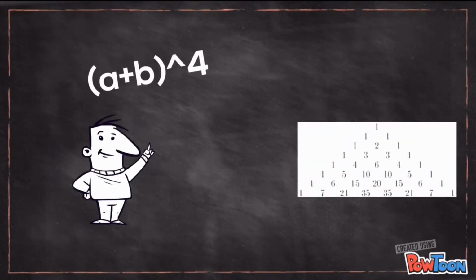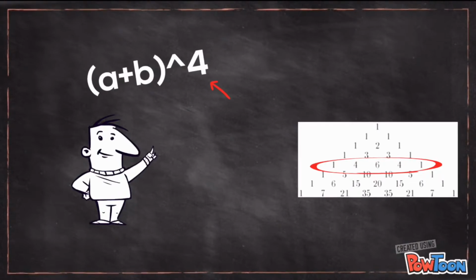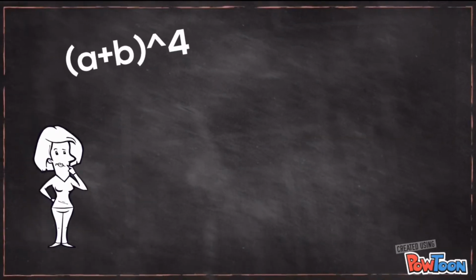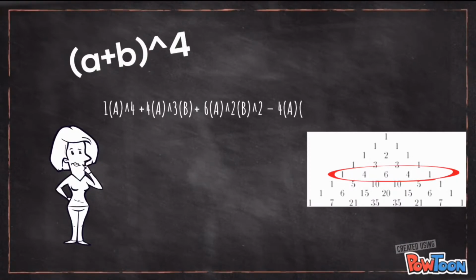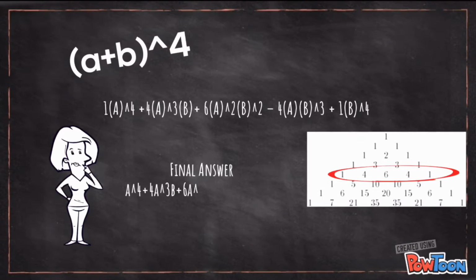As we can see, the exponent of the expression is 4, so with the corresponding value, we count down the pyramid by 1, thus we get 1, 4, 6, 4, 1, which are the coefficients. Now, once we have the coefficients, we have to write them down, and using a and b, the exponent of the first term, which is a, will decrease, while the exponent of the second term, which is b, will increase. Now, to get the final answer, all you have to do is simplify.